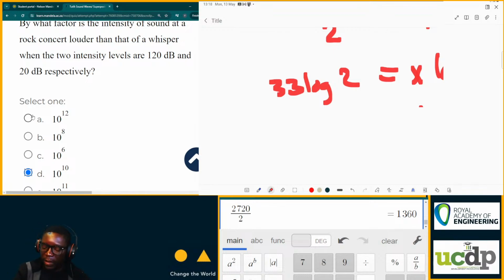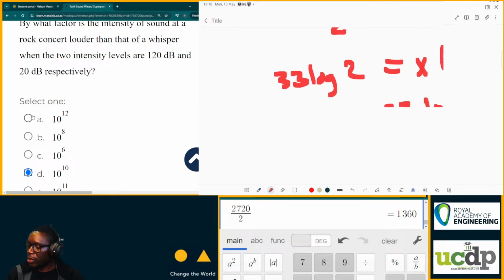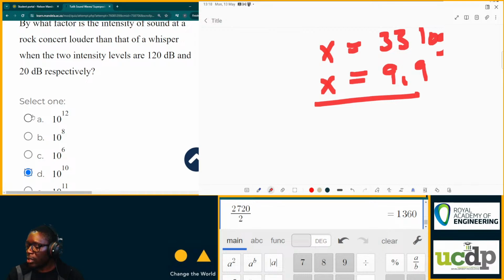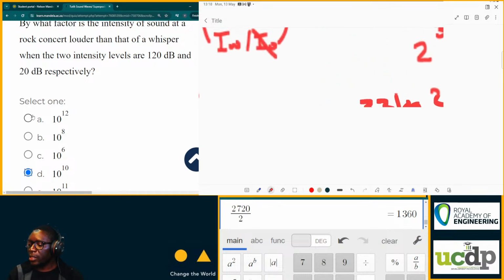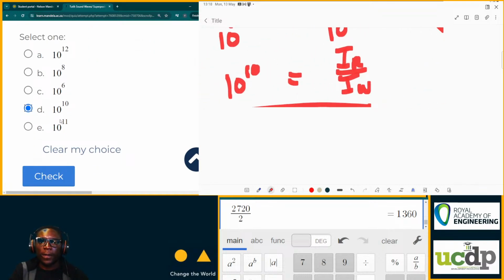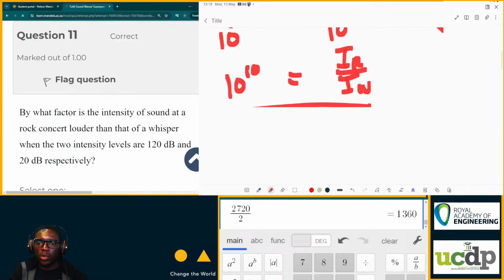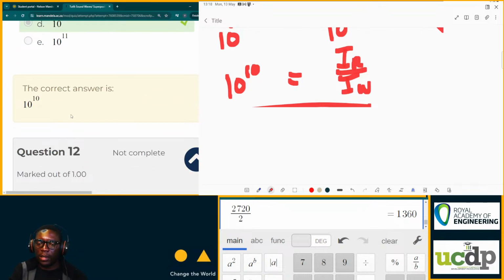This is basically a very close estimate. So we'll see 33 log 2 gives us 9.9. So our x is basically 9.9, which means that the factor there is 10 to the x, which is 10 to the 9.9. That's 10 to the 10. So it gives us the same answer as what we got from there. So that's the comparison between the two, and yeah, we can move on.